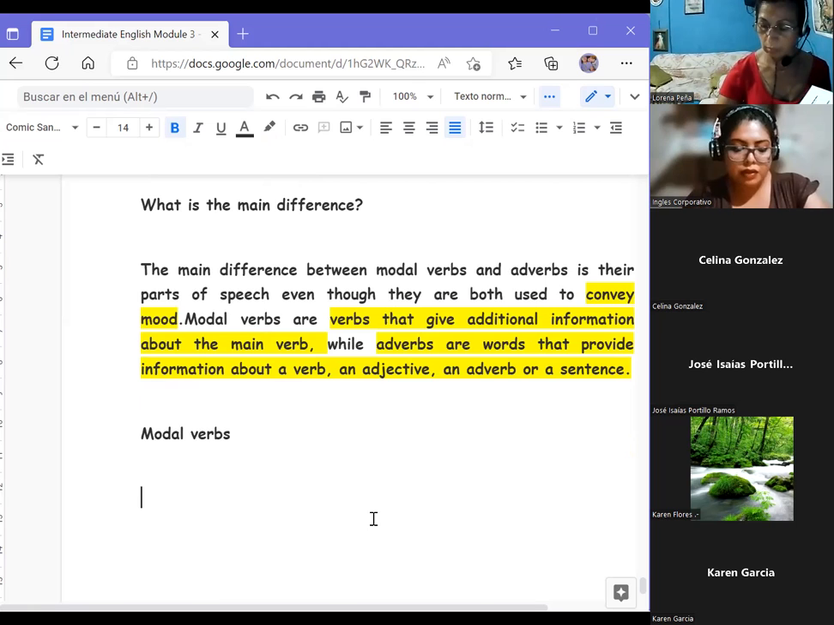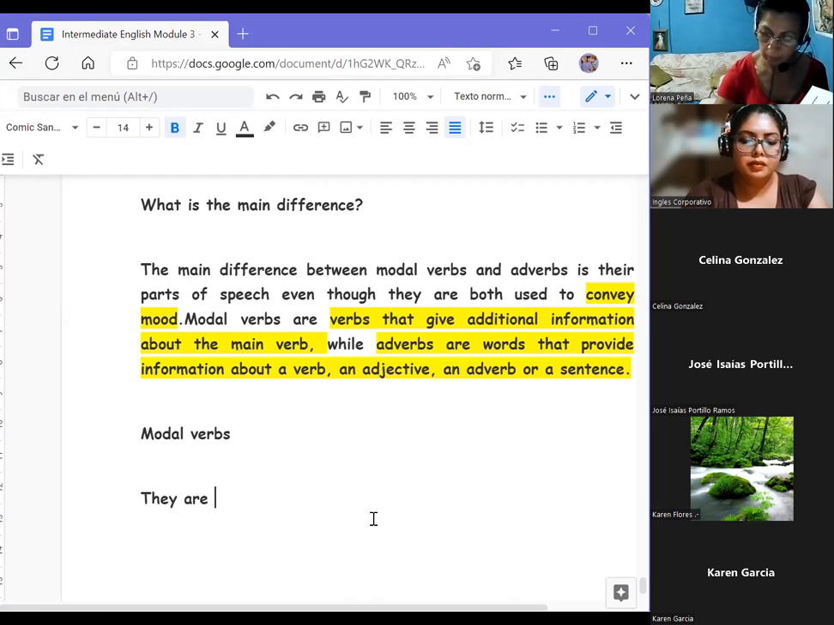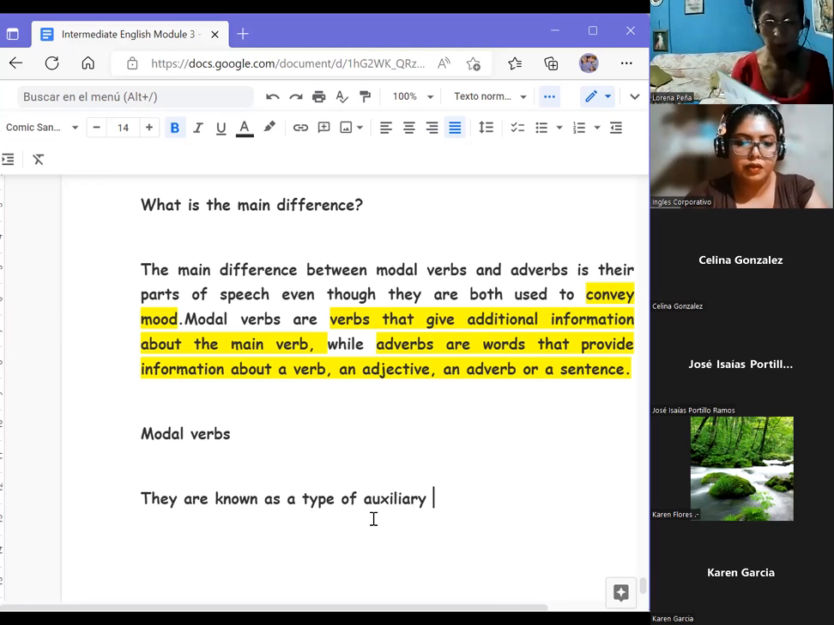They are known as a type of auxiliary verb. There are 9 modals in the English language. So we know that they are giving additional information about the main verb, so in that case, they are functioning as the auxiliary verb. And it says that we have 9 modals in the English language. So we are going to just write the new information and not the old information that we have in the first part. So they are known as the type auxiliary verb.